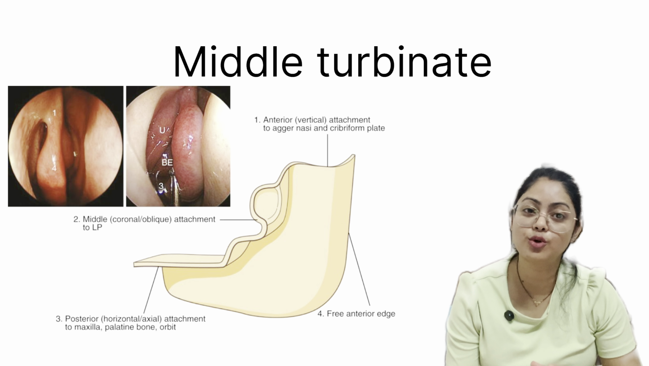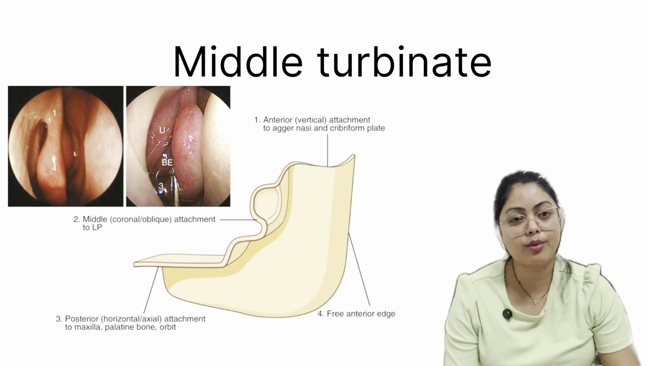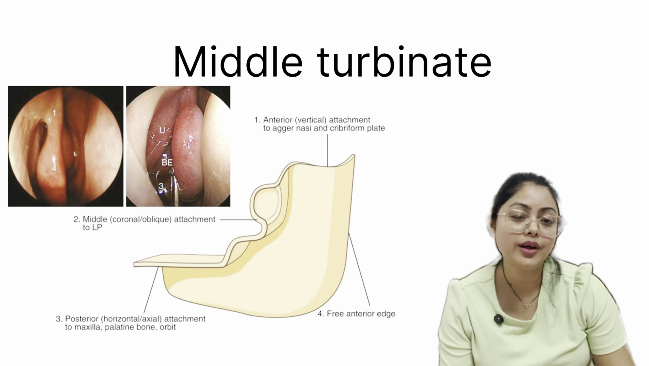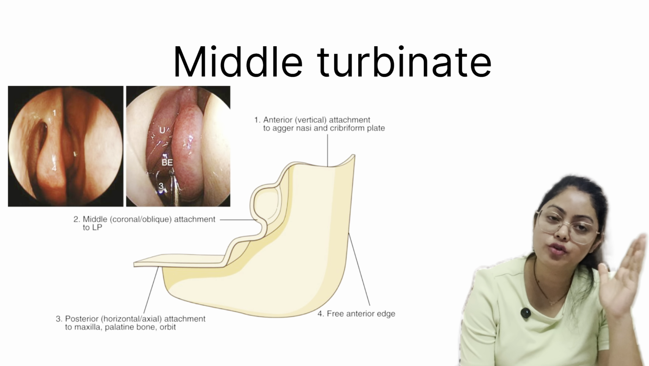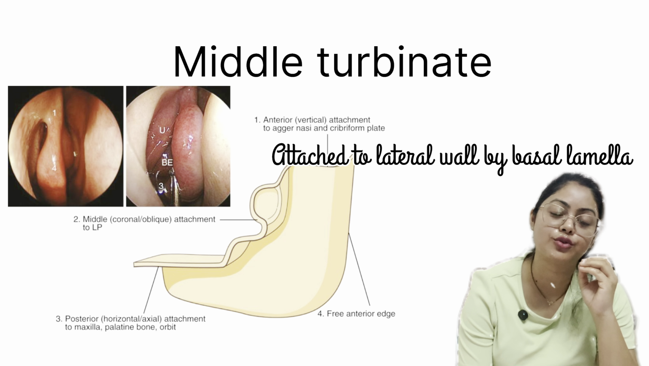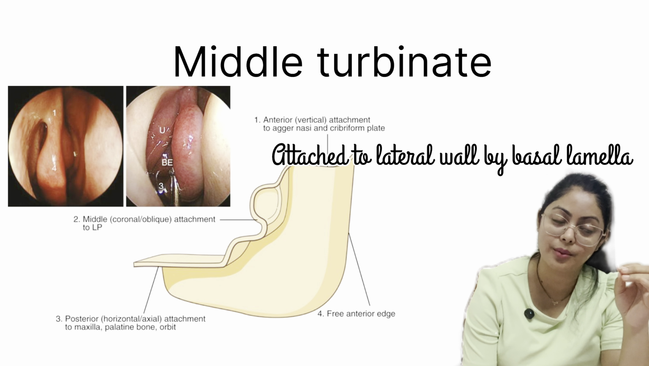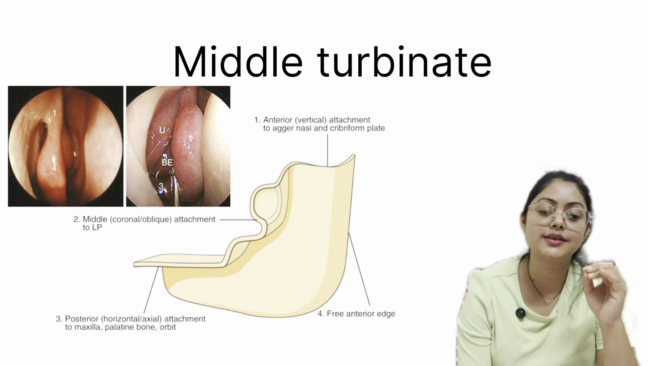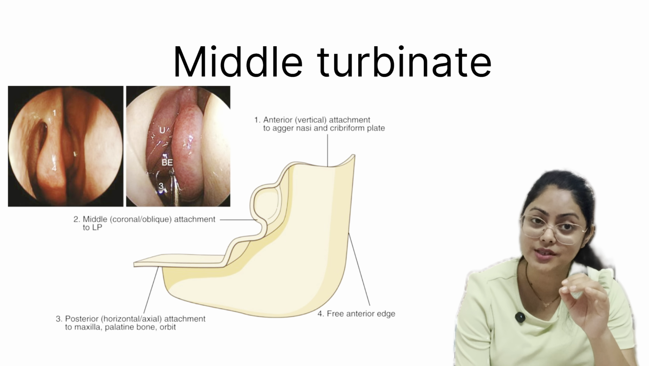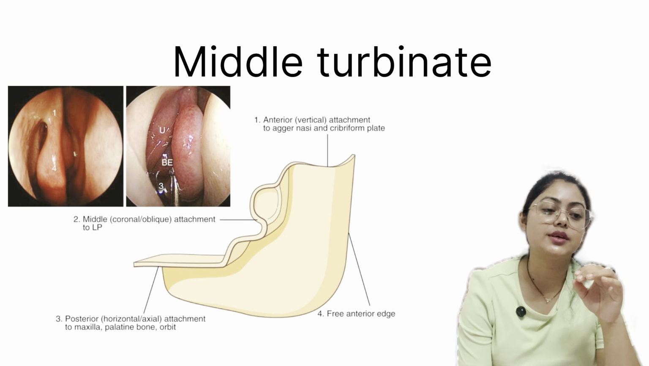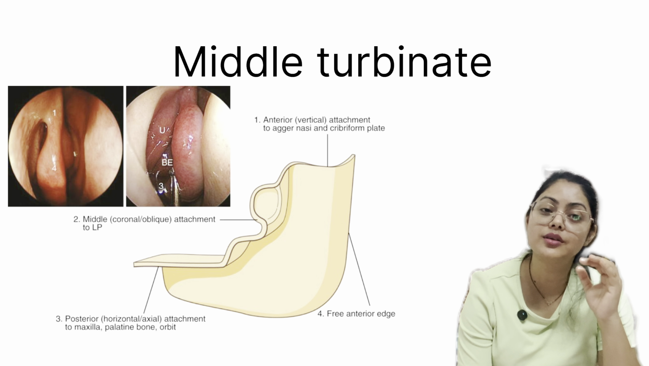The middle turbinate is usually ethmoturbinal, that is, it is formed by a part of the ethmoid bone, and the middle turbinate is attached to the lateral wall by a bony lamella, which is known as the ground lamella or the basal lamella. Now, here we need to know that the attachment of the middle turbinate to the lateral wall is not straight. It is in an S-shaped manner.